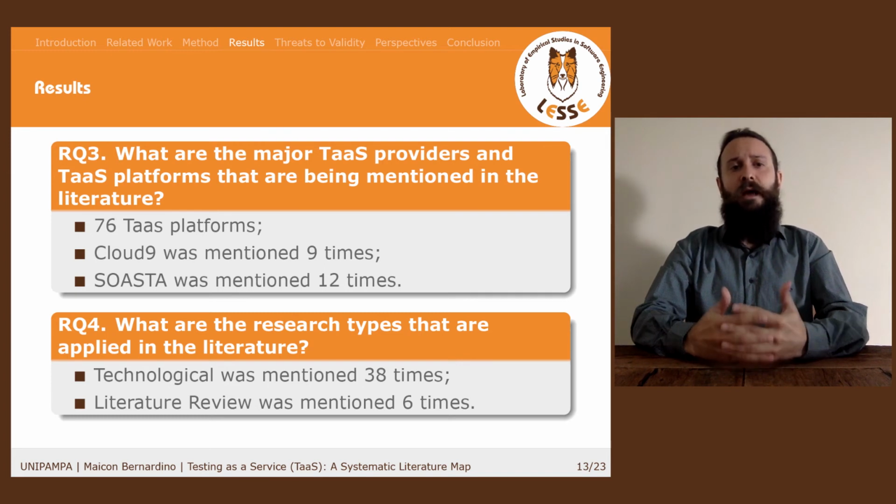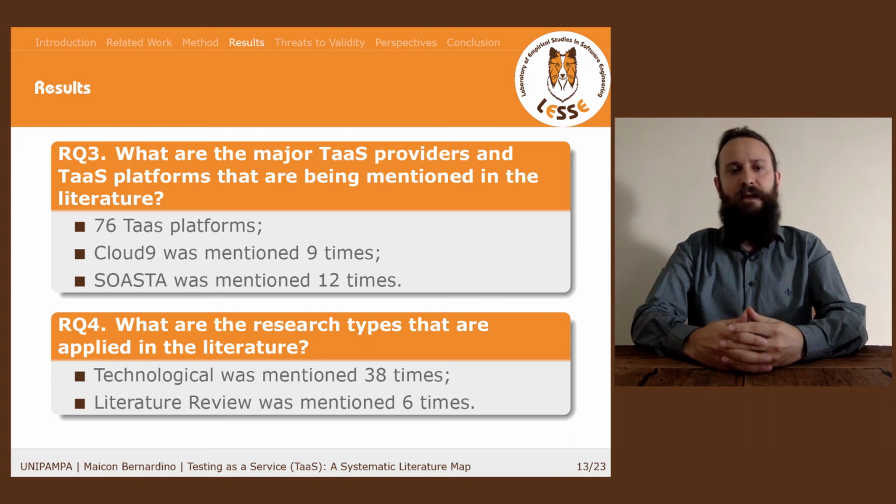Results. Research question 4. What are the research types that are applied in the literature? Due to the nature of this review, there was a great tendency to select papers categorized as technological. Perhaps the main contribution of those offered was the proposal and expansion of platforms for testing as a service. Hence, technological was mentioned 38 times, while literature review was mentioned 6 times.